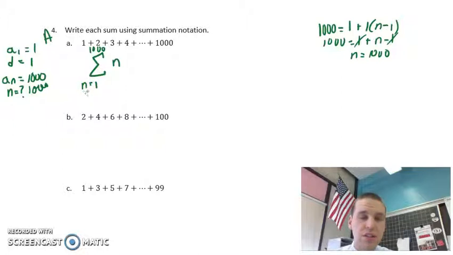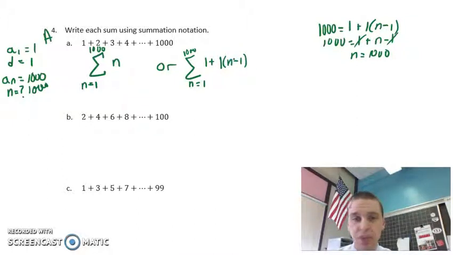And when you do this, you need to make sure that you label your variable here. So if you use N, you have to have N equals 1. That's it. You could have done this, which I probably would have liked better: starting value of 1 plus 1 times N minus 1. That would have been the correct arithmetic sequence formula for that. Either one works though. So let's look at B.